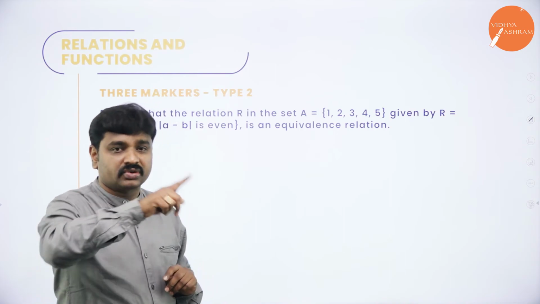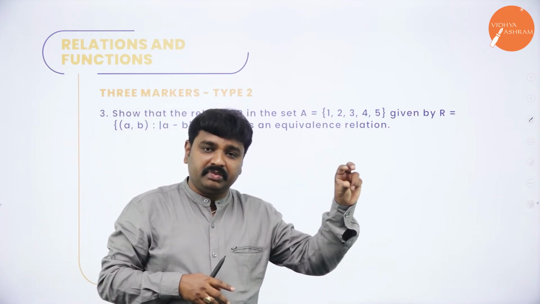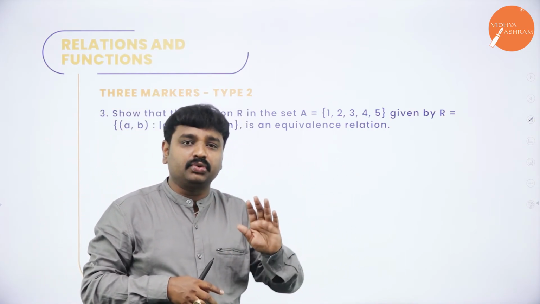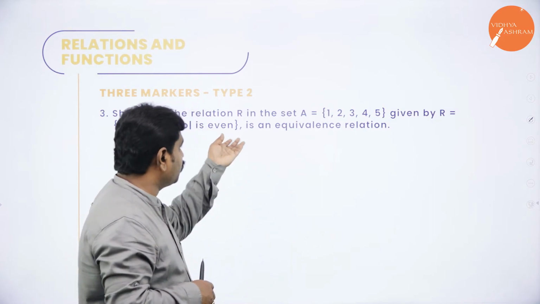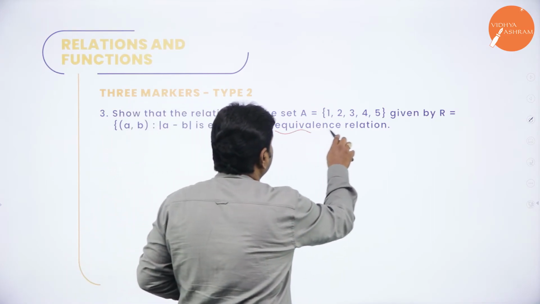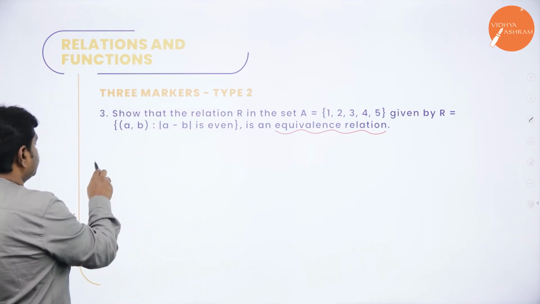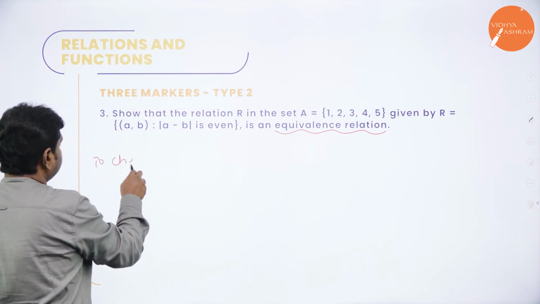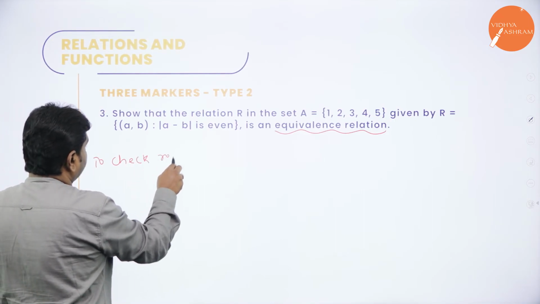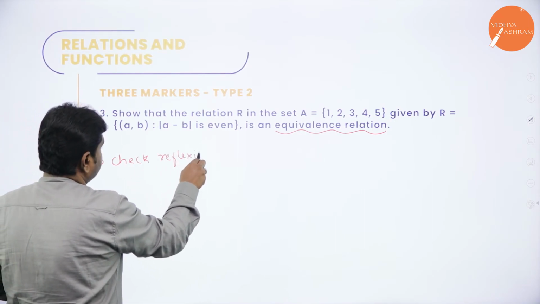So, now I have covered both 2 markers. Type 2, one question I have solved. Type 1, we built the relation with limited elements. Type 2, we proved equivalence. In type 2, one more problem, again we will try to prove it is equivalence. So, first we will start with what? To check reflexive. So, we will see whether it is reflexive or not.